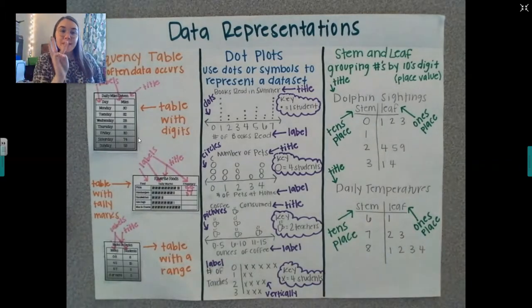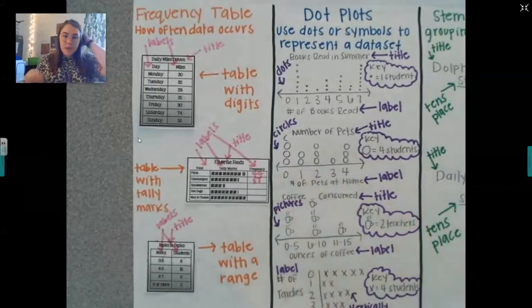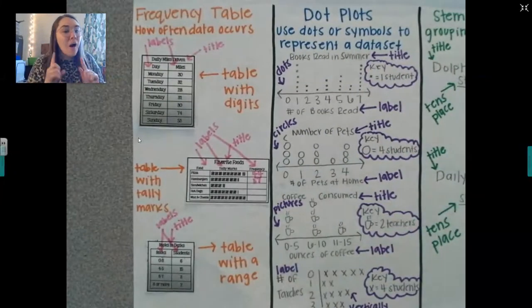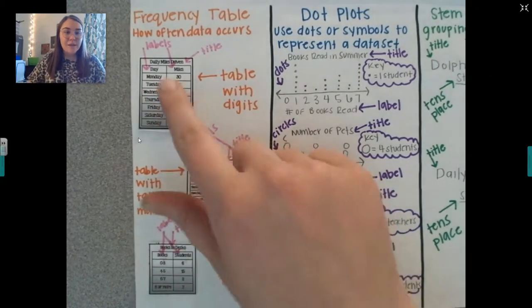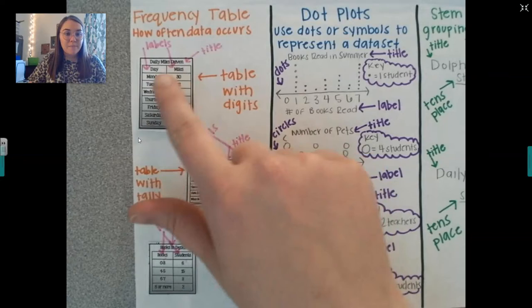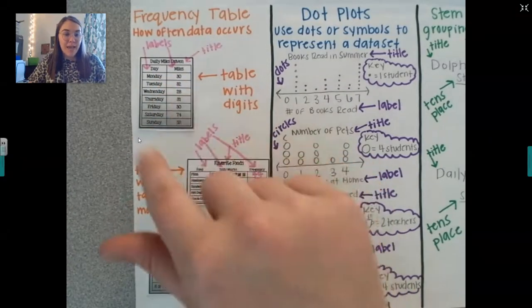So there are three different types of data representations that we talk about in the fourth grade. That's the frequency table, dot plots, and stem and leaf plots. So let's start by focusing on our frequency table. A frequency table tells us how often data occurs. Your table can have digits in it, like this one. It says how many miles driven on Monday, 30, Tuesday, 32, Wednesday, 28.